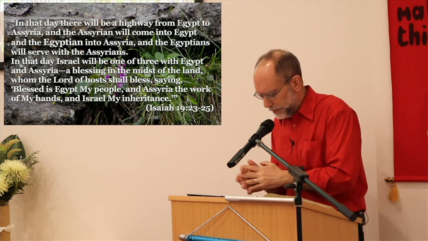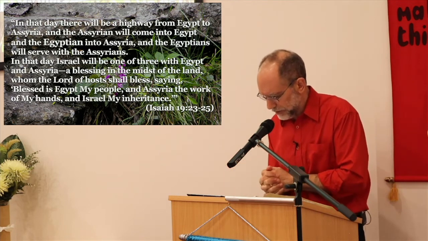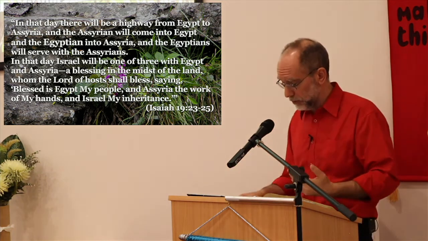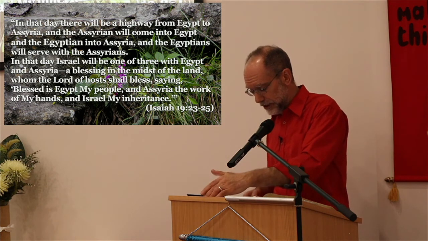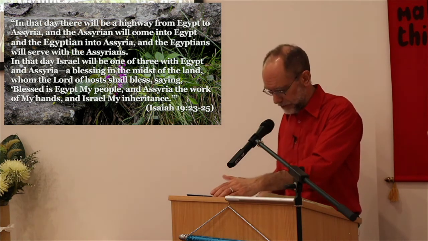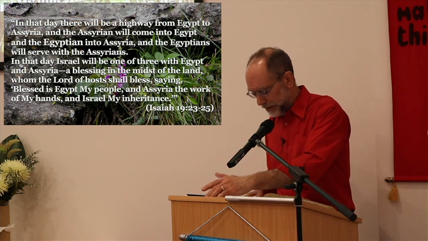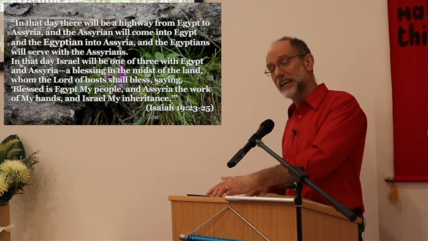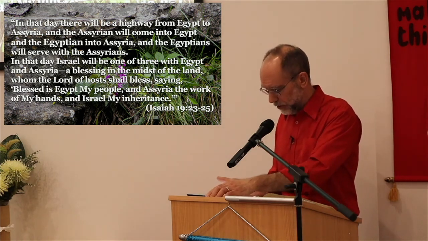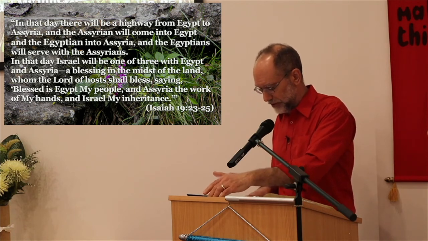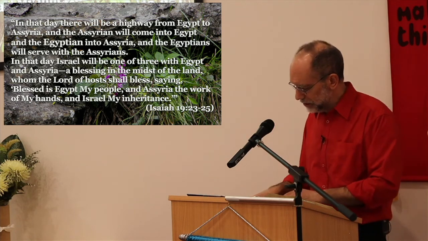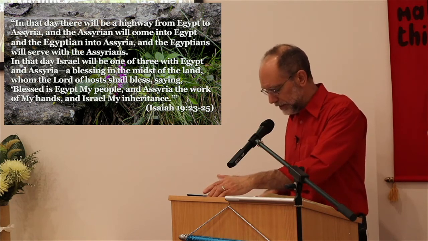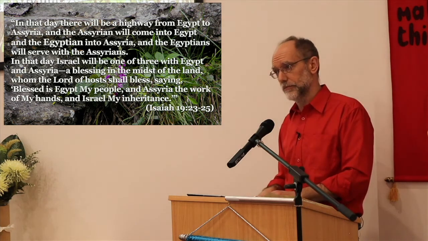In that day there will be a highway from Egypt to Assyria. And the Assyrian will come into Egypt, and the Egyptian will come into Assyria. And the Egyptians will serve with the Assyrians. In that day Israel will be one of three with Egypt and Assyria, a blessing in the midst of the land, whom the Lord of hosts shall bless, saying, Blessed is Egypt, my people, and Assyria, the work of my hands, and Israel, my inheritance.